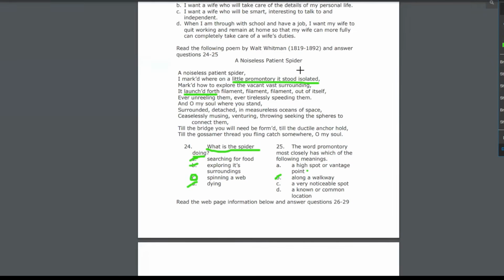So because it goes back to I marked where on a little promontory, it's like, okay, if it's a small spot, if something is small, it's not really noticeable. You got to really be looking to see what's going on. That's what helped me eliminate it being noticeable, because it's a small space. Meaning that we know with spiders, you can overlook a spider because they're small themselves. And if you think of the space that they occupy, it's really small.